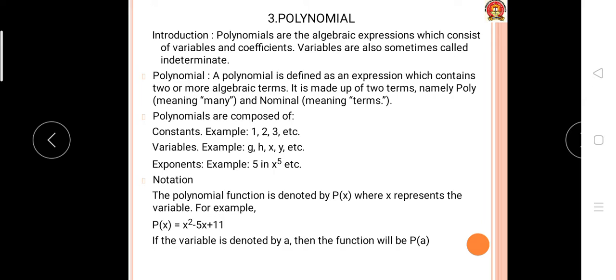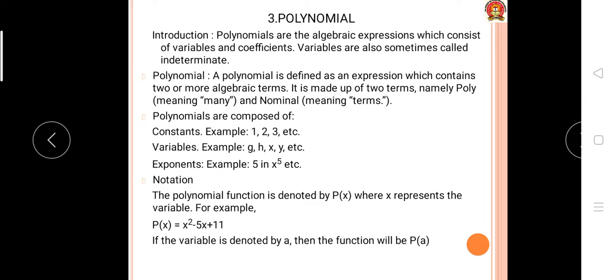See, polynomials are algebraic expressions which consist of variables and constants. Now what is a variable and what is a constant, no need to explain it. From 6th standard you are studying variables and coefficients. Variables are also sometimes called indeterminates.